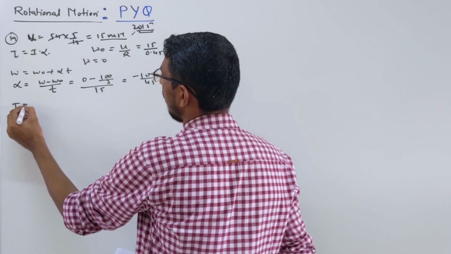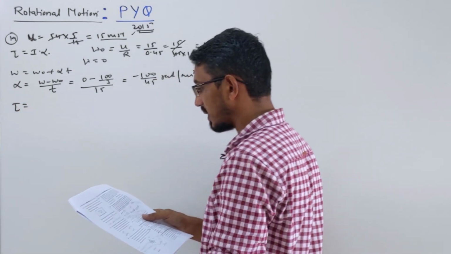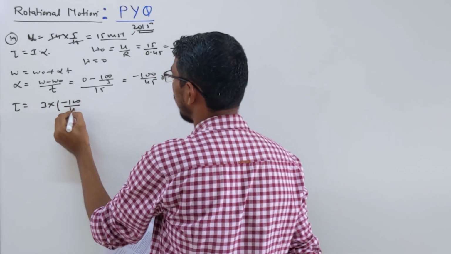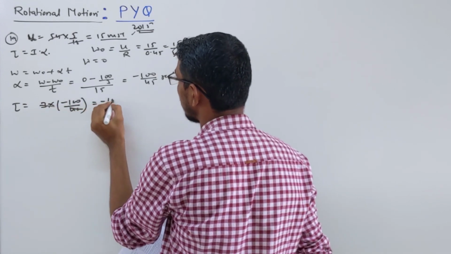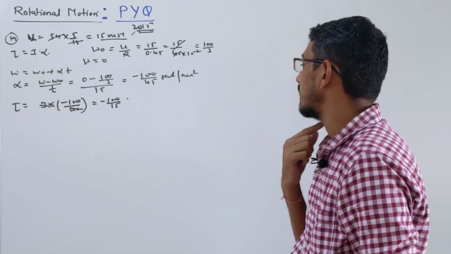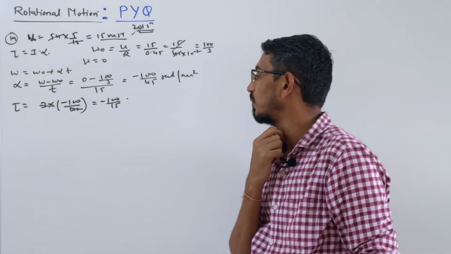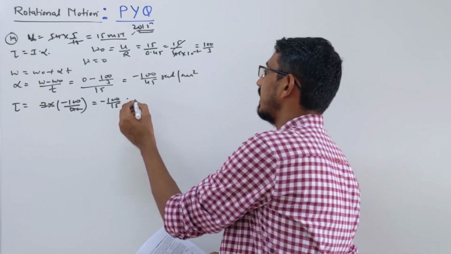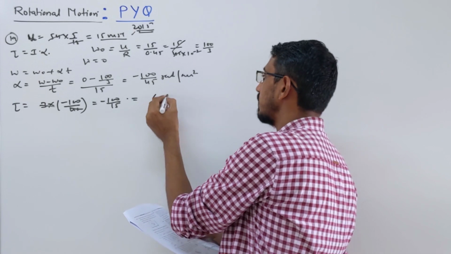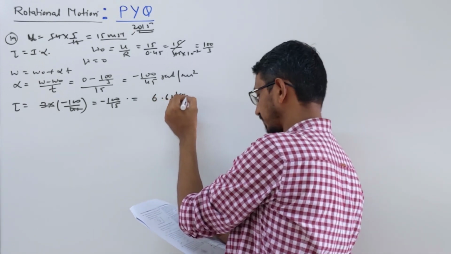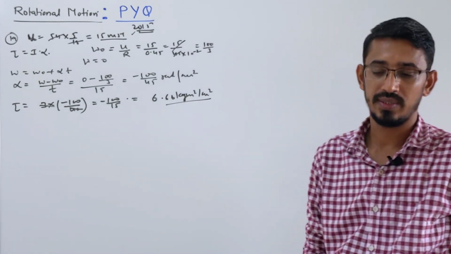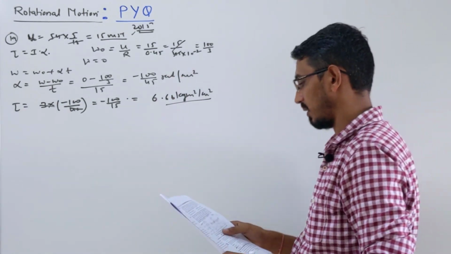So this is your alpha, and torque will be I into alpha. Inertia is already given, 3 kg meter square. 3 into minus 100 by 45. This goes 15 times, minus 100 by 15. 100 by 15, cancel by 5, is 20 by 3. This is around 6. So what option did they give here? Second option, 6.66 kg meter square per second square. That will be your torque. So it's a simple problem, not difficult at all.